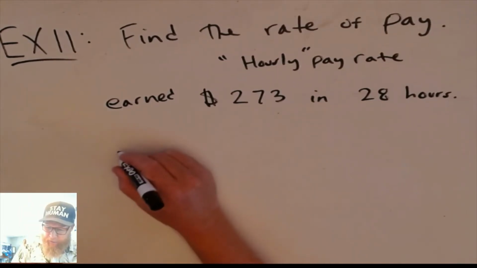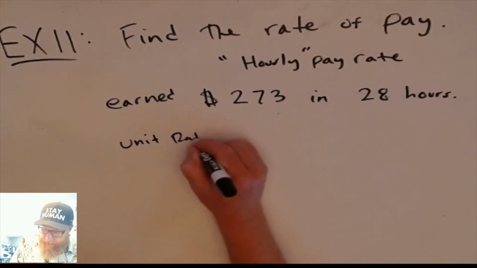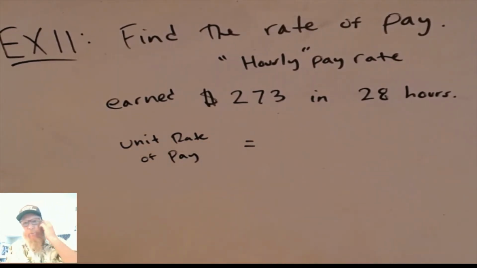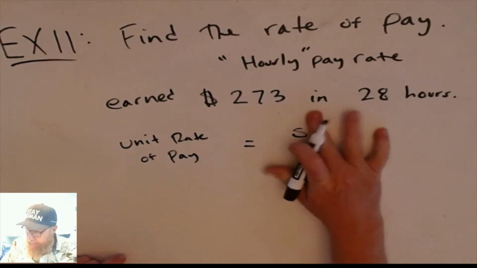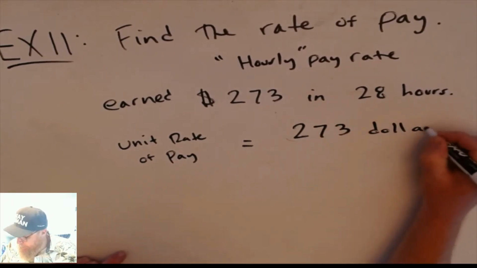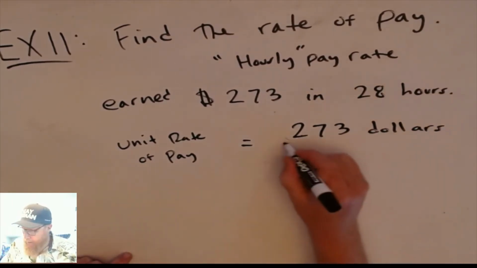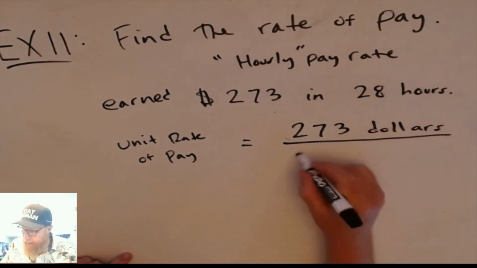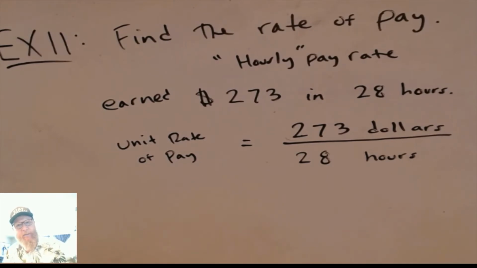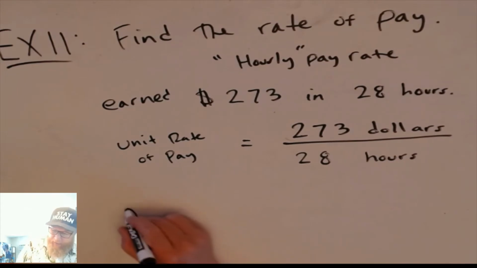Okay, so the unit rate or the pay rate would be the $273. I'm going to write it out just like it would look on the homework. We'd probably use the word dollars per, divided by 28 hours. You could do this with a calculator if you have to. I'll probably be using a calculator a lot more in the next chapter, but this one actually isn't so bad.